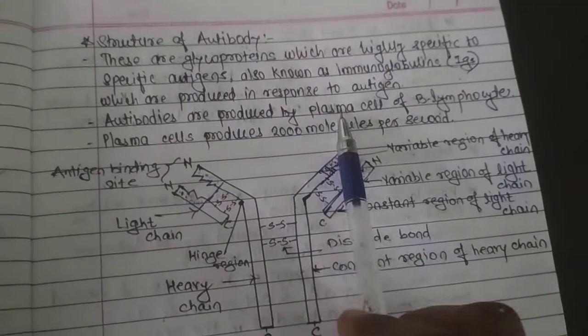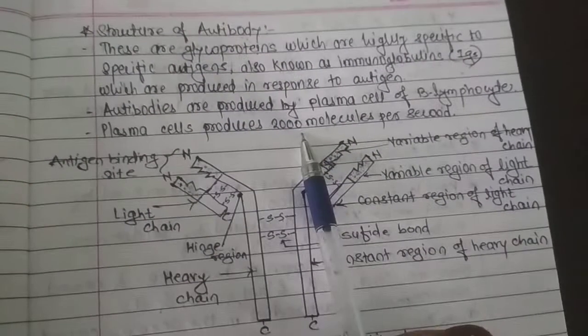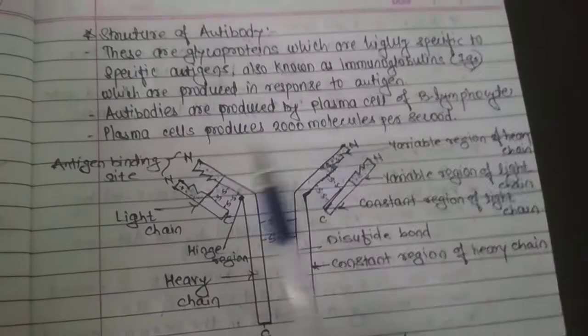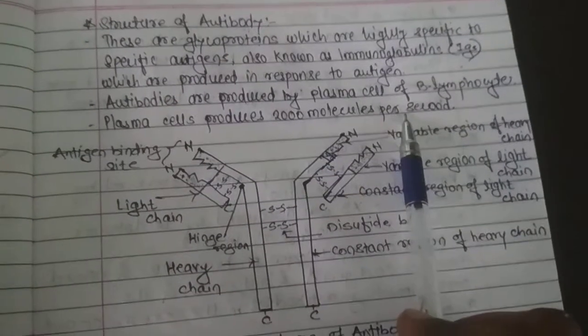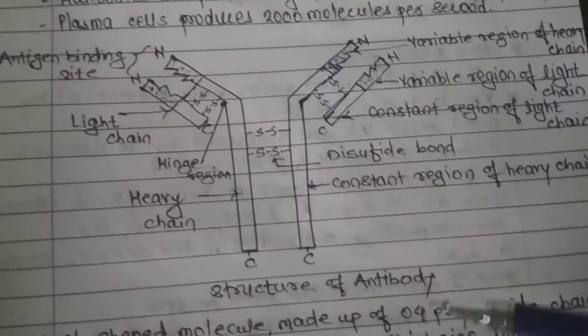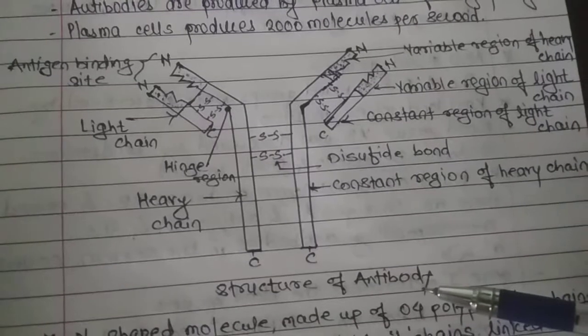So, structure of antibody. Antibodies are produced by the plasma cell of the B lymphocyte. Plasma cell produces 2000 molecules per second. So a plasma cell is capable of producing 2000 molecules of antibodies per second. So next, as you see here, this is the structure of antibody, and this diagram is generally asked in your board exam for 2 marks.